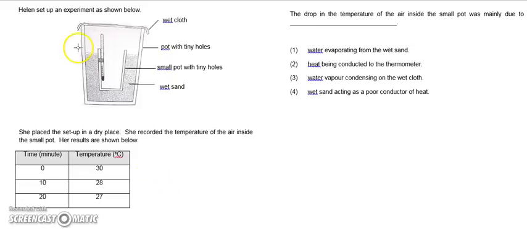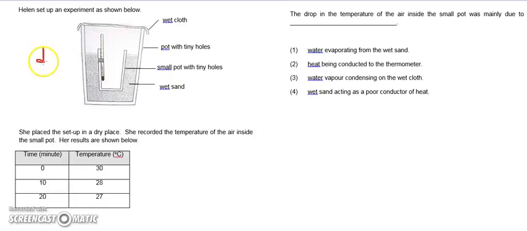Okay, Helen set up an experiment as shown below. You have a wet cloth over a pot with many tiny holes by the side. There's a smaller pot inside with also many tiny holes by the side. And this is separated with wet sand and there's a thermometer inside. She placed the setup in a dry place, so it's dry outside, wet inside.